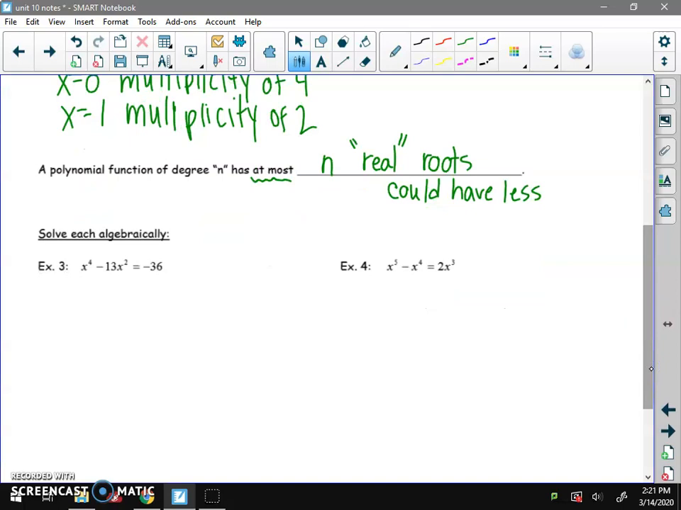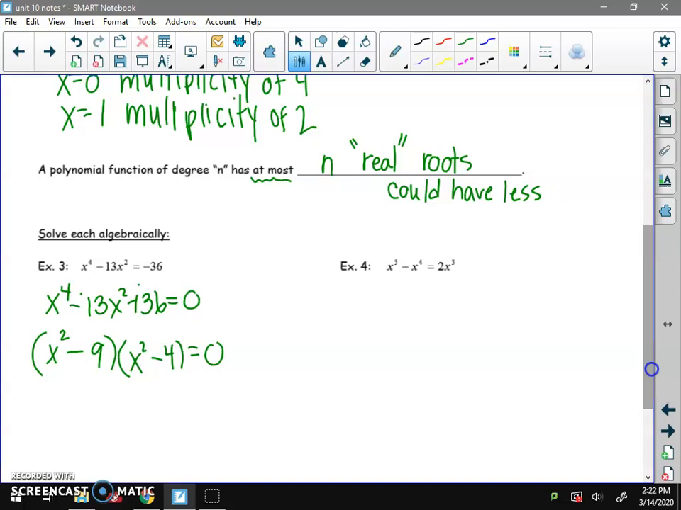All right, let's take a look at example number 3. If we get this set equal to 0, we have x to the fourth minus 13x squared plus 36 equals 0. And again, I'm starting with an x to the fourth. To get an x to the fourth, I'm probably going to need an x squared and an x squared. The signs are the same. They're both negative, so minus, minus. And factors of 36 that add up to 13 are 9 and 4.